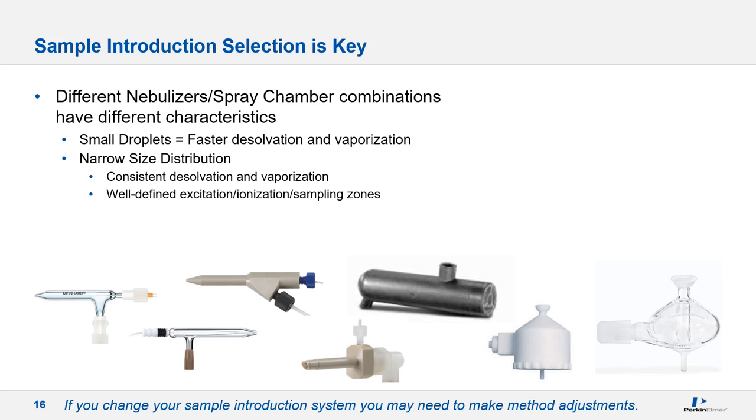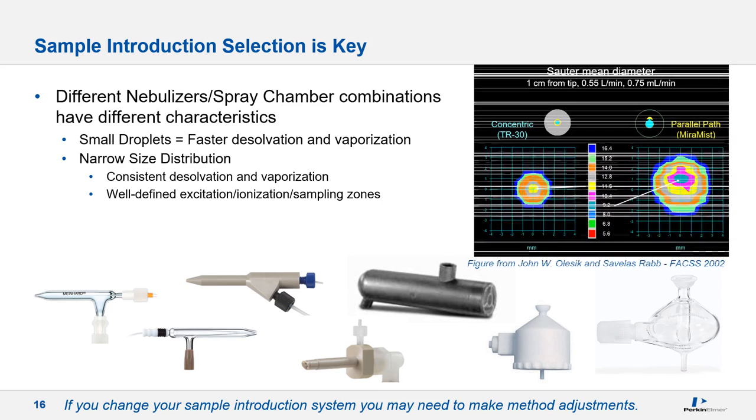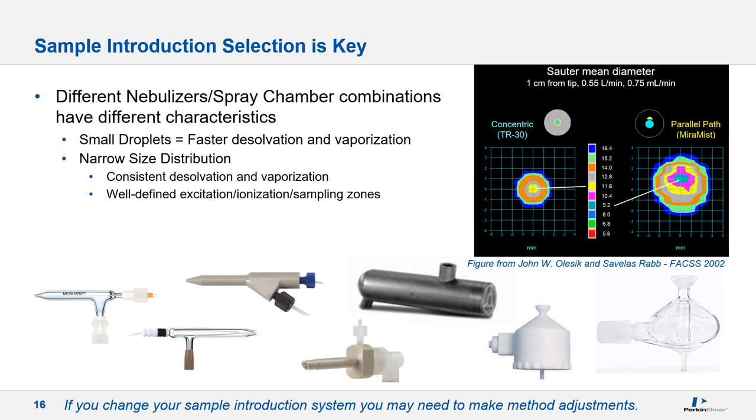Generally, you want a sample introduction system that provides small droplets, which are desolvated and vaporized faster than the larger droplets. You also want to have a narrow size distribution so that the desolvation and vaporization processes are consistent. I borrowed the figure in the upper right-hand side of this slide from a presentation given nearly 20 years ago comparing the aerosol mean diameter from two different nebulizers, in this case a concentric Meinhard TR30 on the left and a Miramist nebulizer on the right. These are two commonly used nebulizers in ICP-OES.